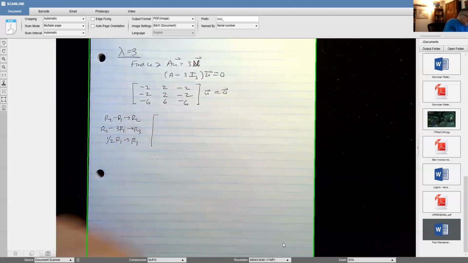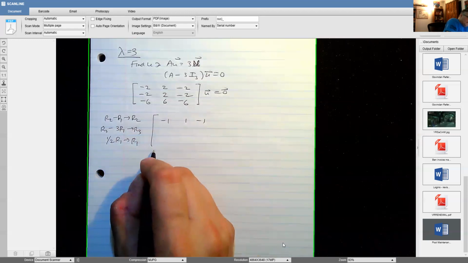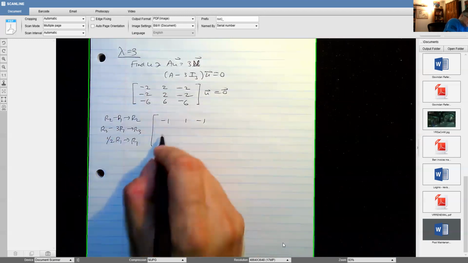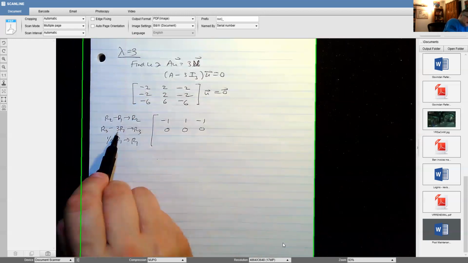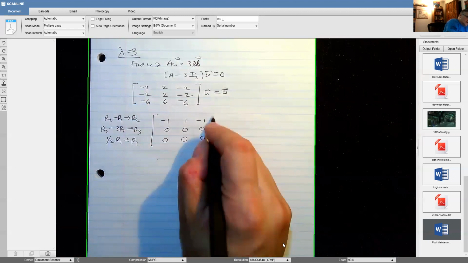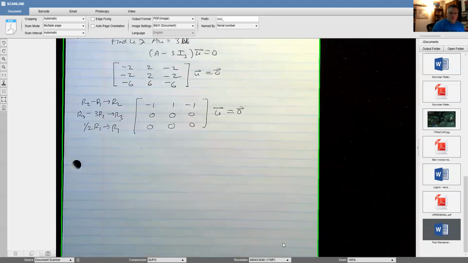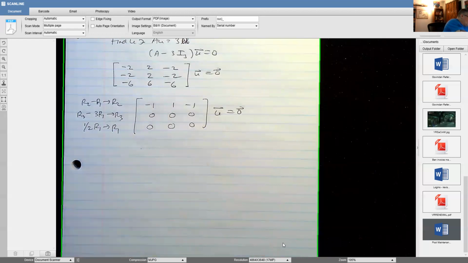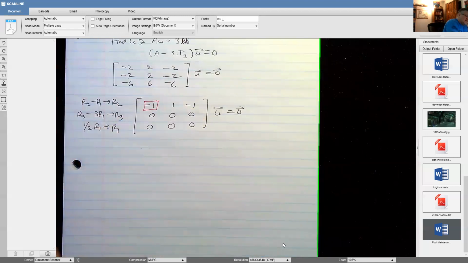If you do that, you get -1, 1, -1. But if I subtract row 2 minus row 1, I get 0, 0, 0. And if I do that operation here, I get 0, 0, 0 again. So I get 2 rows of zeros, not just one. Okay, so that's the big difference here. And so notice in so doing, I only have one pivot. I just have the one pivot.